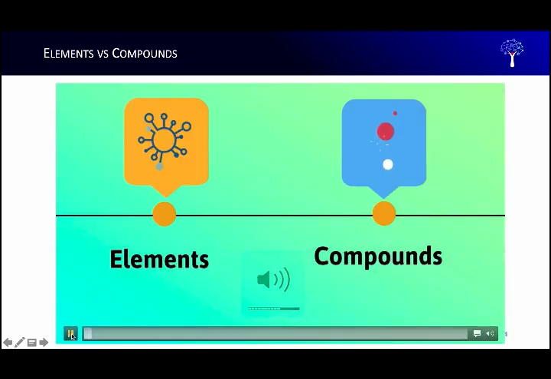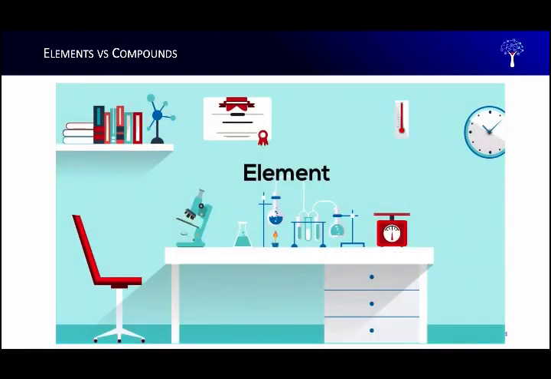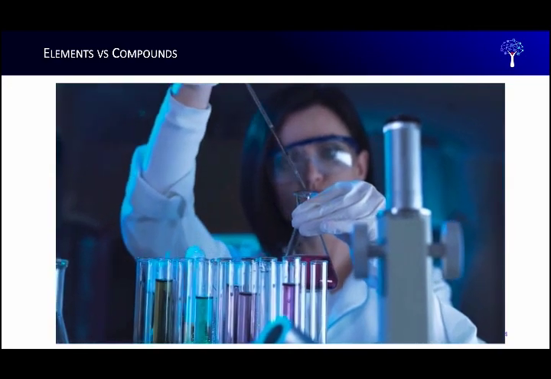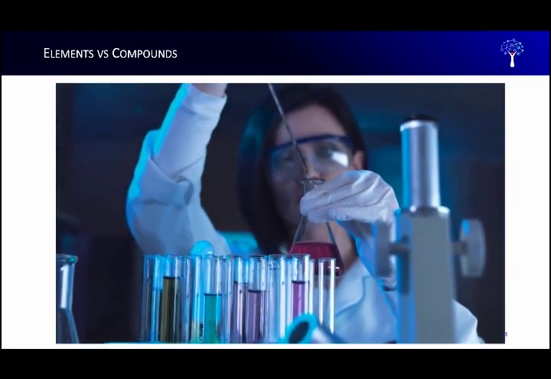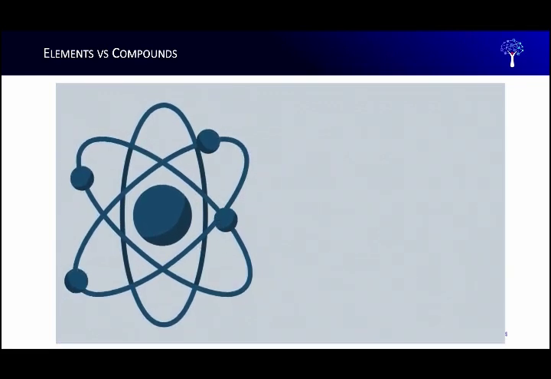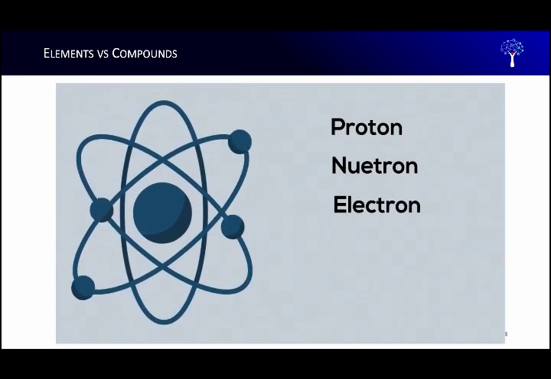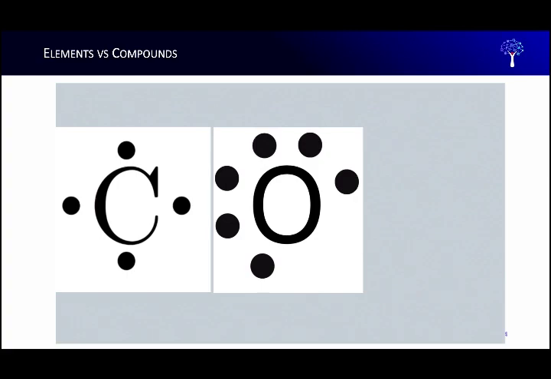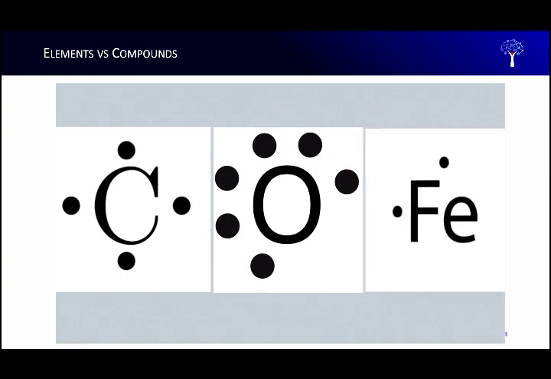Elements and compounds. An element is a pure substance. In other words, an element cannot be broken down into a simpler substance by physical or chemical means. An element is made up of only one kind of atom, and an atom is the fundamental block of matter. So an atom is made up of protons, neutrons, and electrons. Common examples of elements would be carbon, oxygen, and iron.